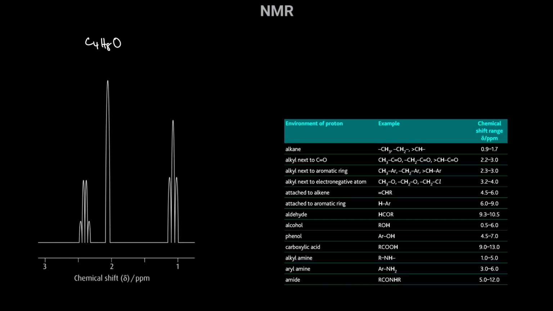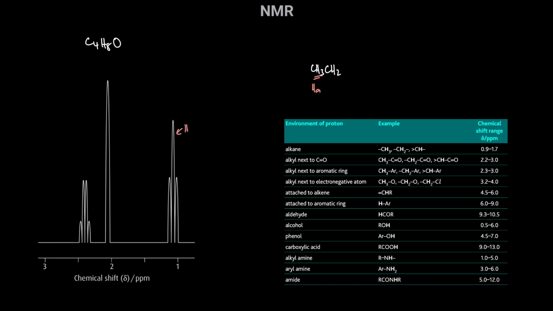So the first thing that we observe here is that we have a common splitting pattern of a triplet quartet. Whenever we see a triplet quartet, a CH3CH2 is present. So we have a CH3CH2. The CH3 protons are split into a triplet by the neighboring 2. So we'll call this HA.